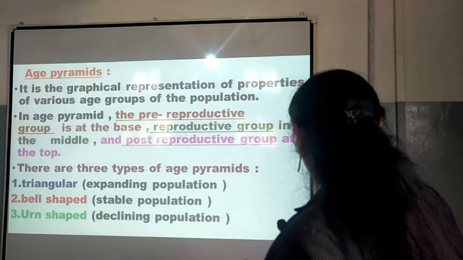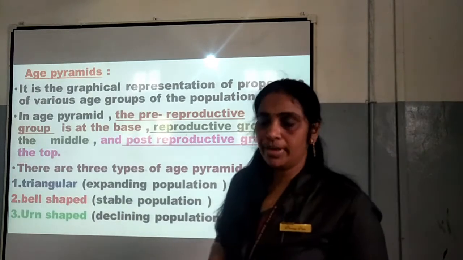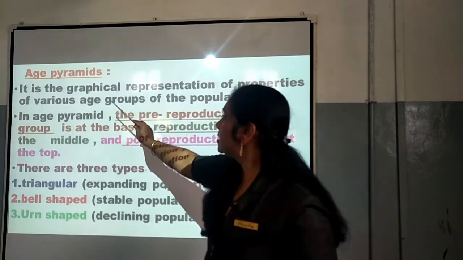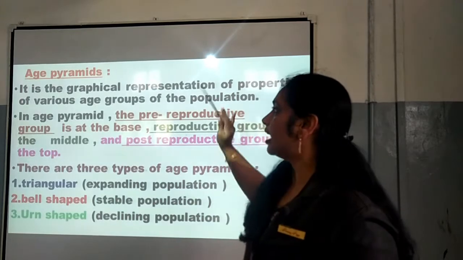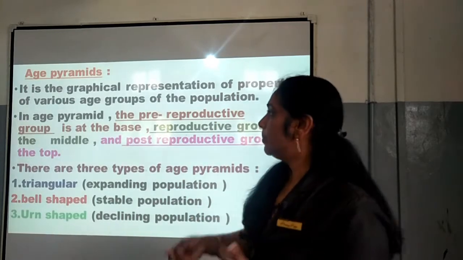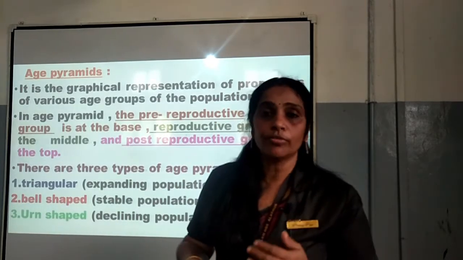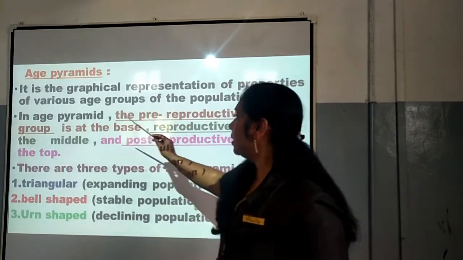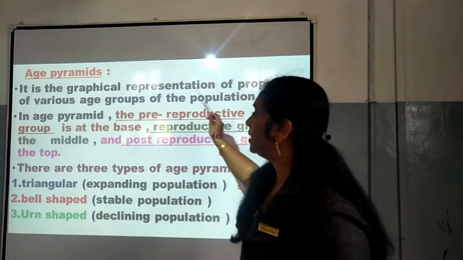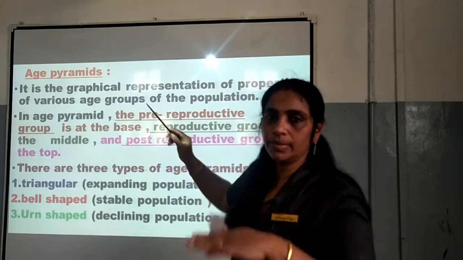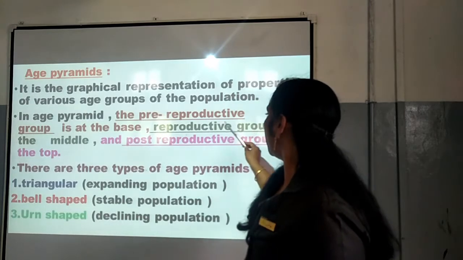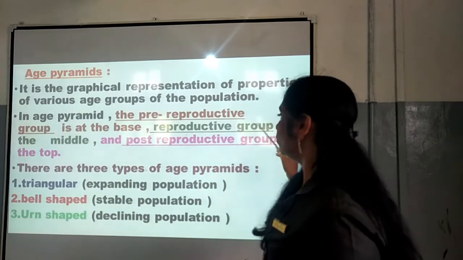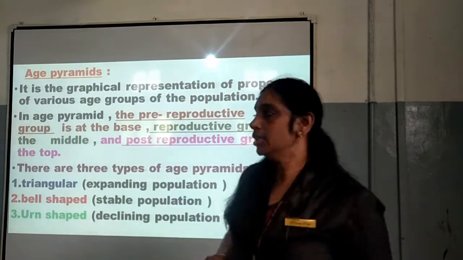Next one is related to the age pyramid. It is a graphical representation of the properties of various age groups of the population. A graphical representation is made based on the various age groups of a population, and we get the age pyramid. In the age pyramid, the pre-reproductive group is at the base. That is, the younger people will always be at the base, the reproductive group will be in the middle of the pyramid, and the post-reproductive group will always be at the top of the pyramid.